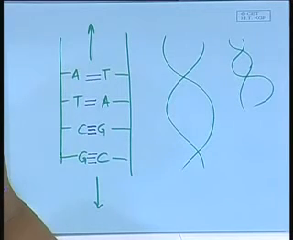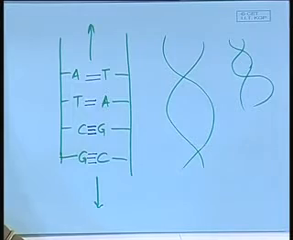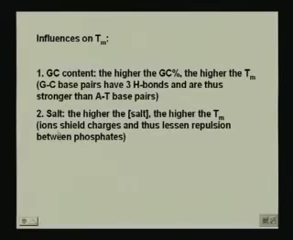We have electrostatic repulsion, right. So, salt. What is salt going to do? The salt is going to shield the charges, lessen the repulsion between the phosphates, and the higher the salt concentration, the lesser the repulsion, and then the higher the Tm.